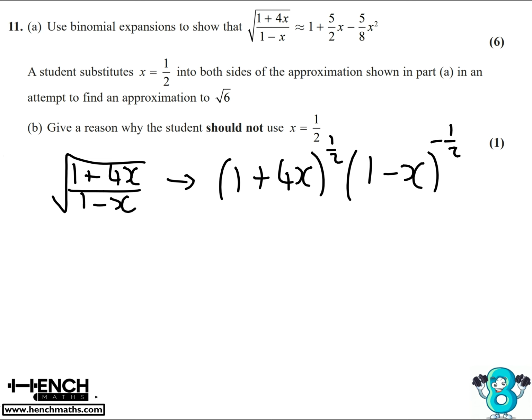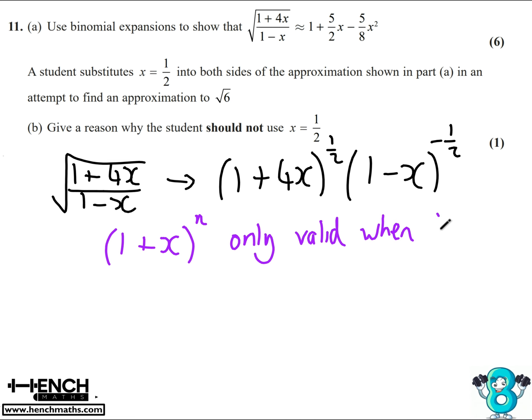Now we have a rule for binomial expansion when we've got negative powers or fractional powers, is that the expansion of 1 plus x to the power of n is only valid when the modulus of x is less than 1, or you could say that x is between 1 and negative 1. This is so that your infinite power series converges, so you need small values of x so that it doesn't diverge. In our sequences, we've actually got 4x and a subtract x, so we've got to change something slightly.